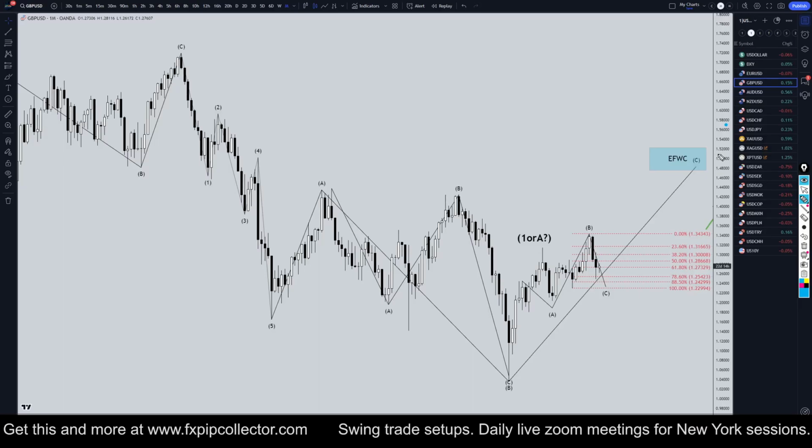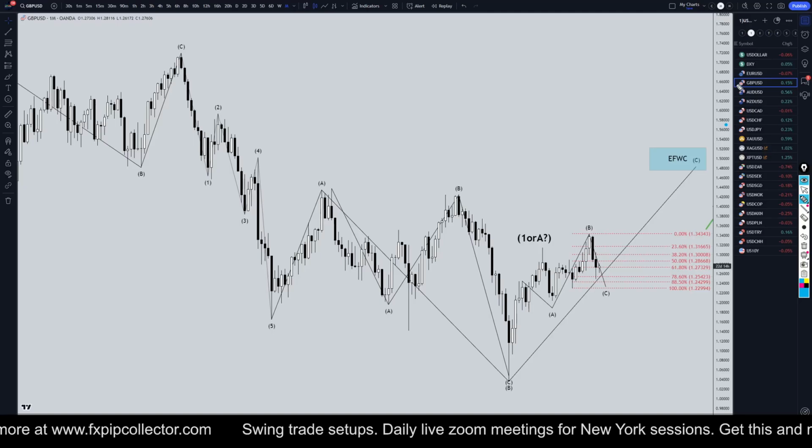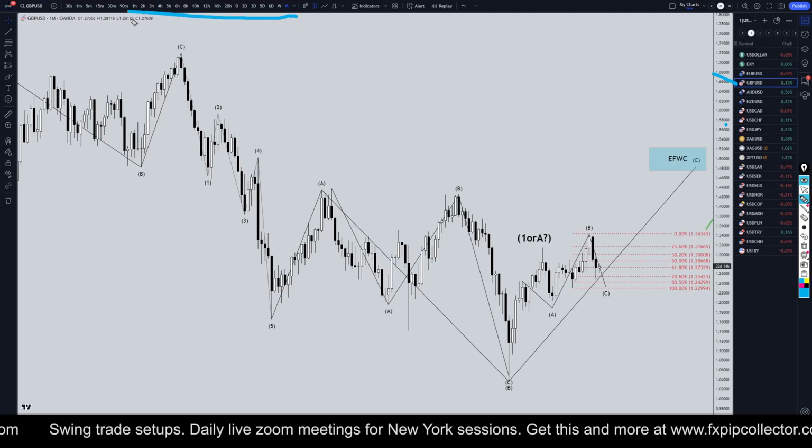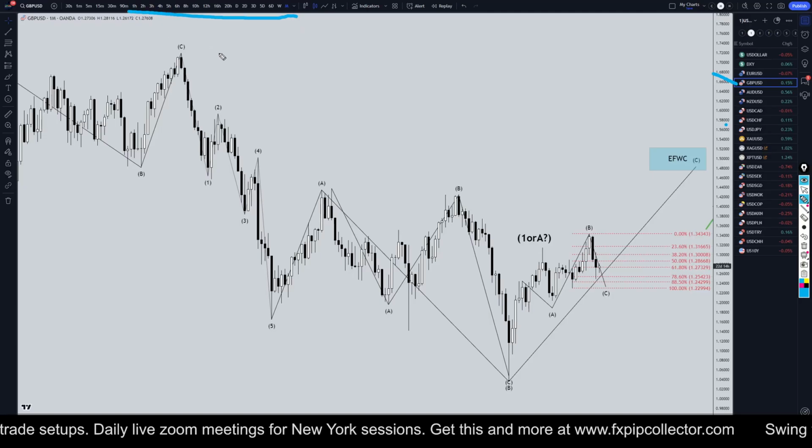Today is Monday, December 9th, and I'm going to be analyzing the pound US dollar, starting on the monthly, working my way all the way down to the 1 hour time frame for the full top-down analysis.